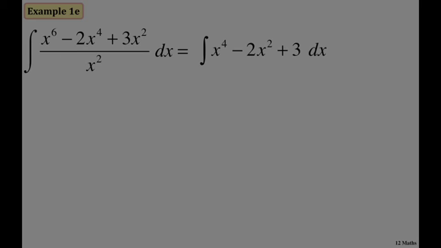Now it's quite a simple question where we just look at each term individually, add 1 to the power, and divide by the new power. So, when I look at my first term, adding 1 to the power gives me a 5, so it's x to the power of 5 over 5, minus 2x to the power of 3 over 3, plus 3x, and then we don't forget the plus c on the end. And that's the answer. We can stop there.